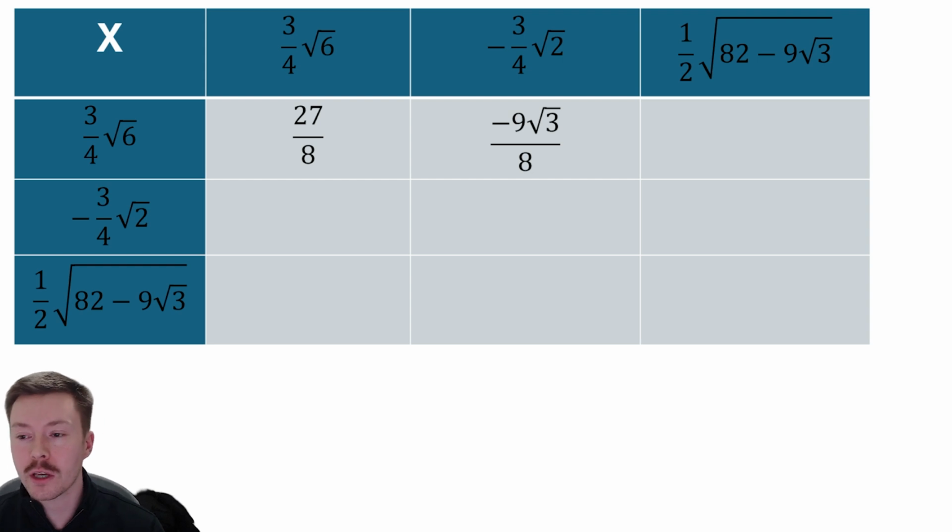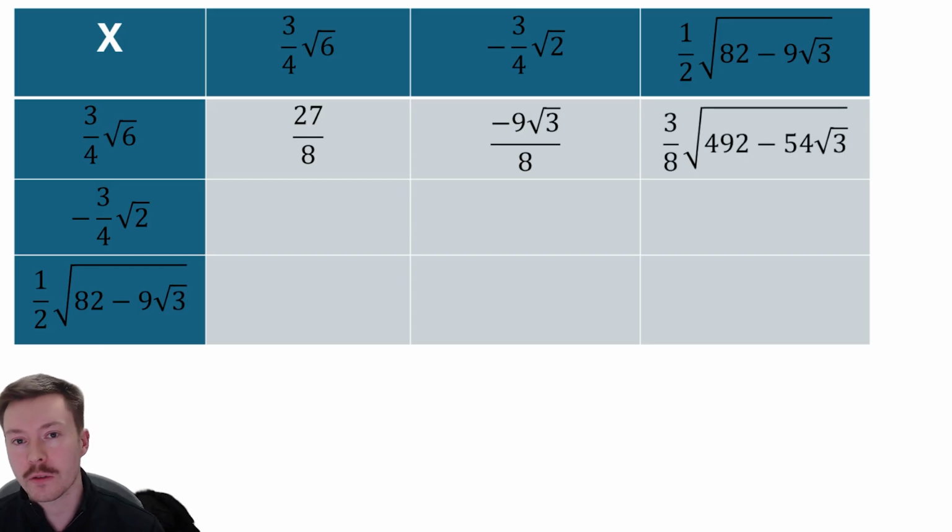And then 3/4 root 6 times this 1/2 root (82 minus 9 root 3) gives us 3/8 root (492 minus 54 root 3). Okay, it seems like we're making this more complicated, but actually this will be a lot nicer at the end. It's going to take a little bit of work though.